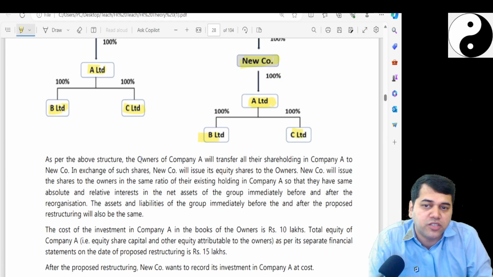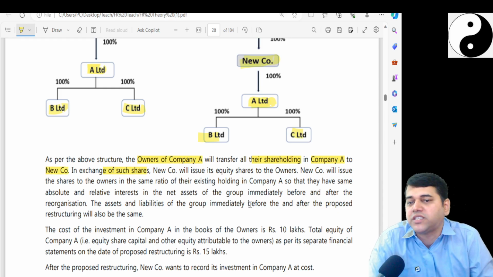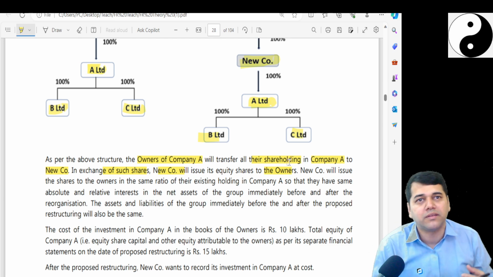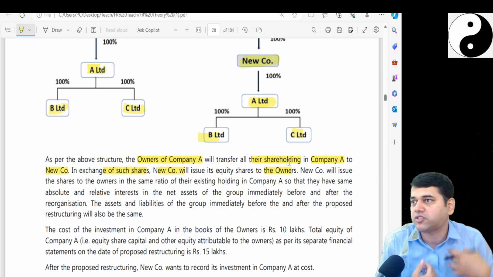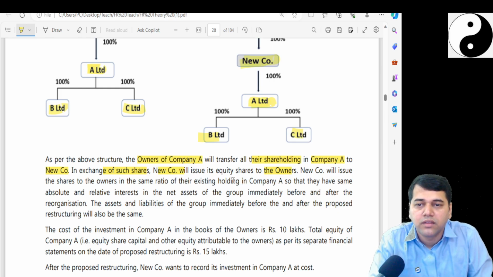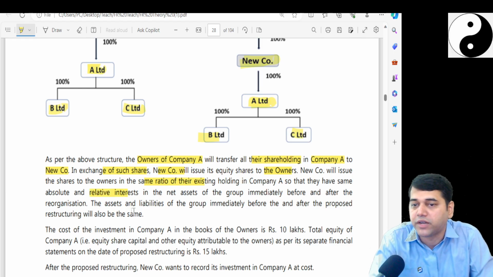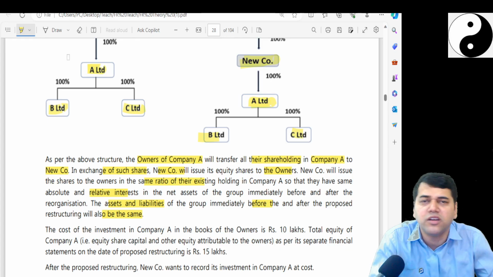Now, as per the above structure, the owners of the company A will transfer all their shareholdings in A, these previous owners, to the new company in exchange of its shares. And new company will issue the equity shares to the owners. Previously, I was holding in the name of A. A, I will give it to new company. New company will give their shares to me. Ultimately, I am only controlling it. In the same ratio also they are going to give, so that they have the same absolute and relative interest in the net assets immediately before and after the transaction. Assets and liabilities before and after are also the same. It's like a common control.